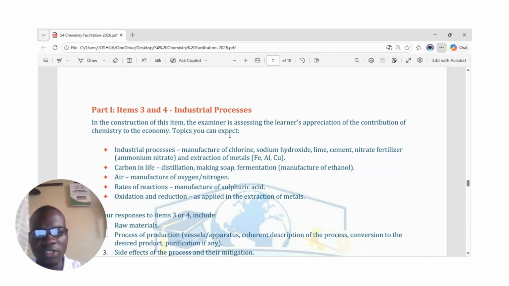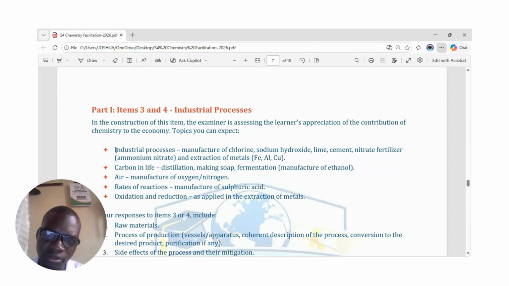One, we have the manufacture of oxygen gas, we have the manufacture of chlorine gas, we have the extraction of metals. Which metals? Here we talk about sodium, aluminium, copper, zinc, and then iron. Then we have the manufacture of fertilizers, the manufacture of sodium hydroxide, the manufacture of sulfuric acid, manufacture of ethanol, then manufacture of biogas, then manufacture of detergents. Those are the major topics which are set in this area.